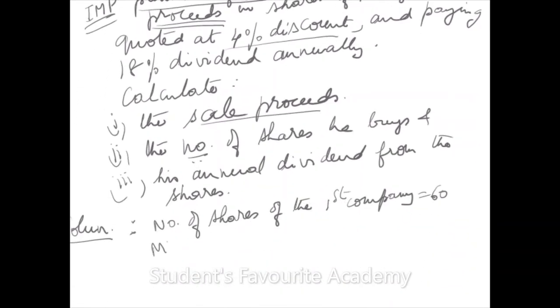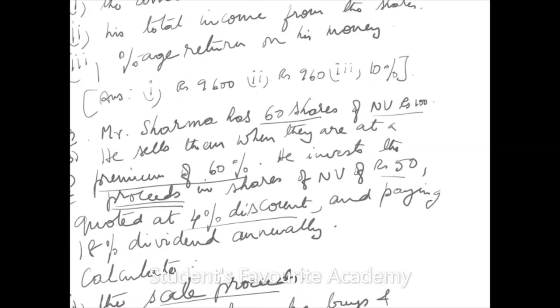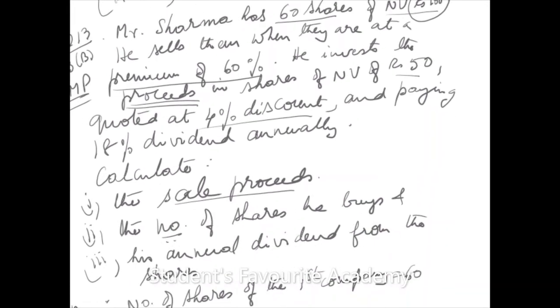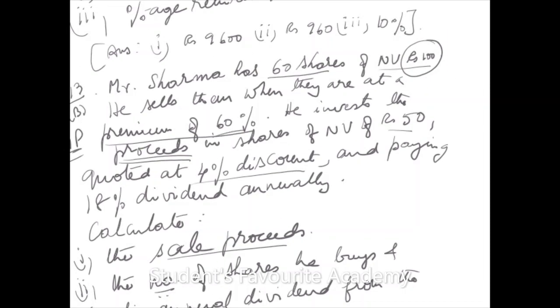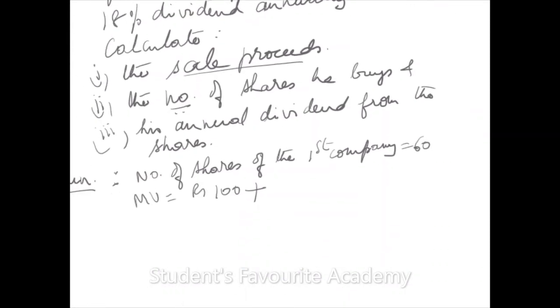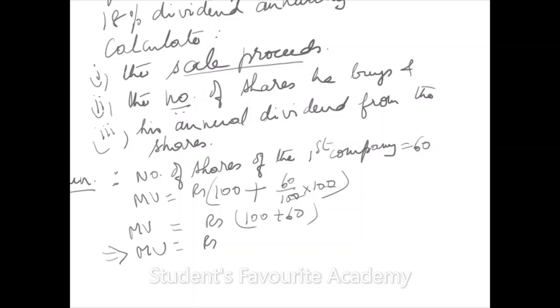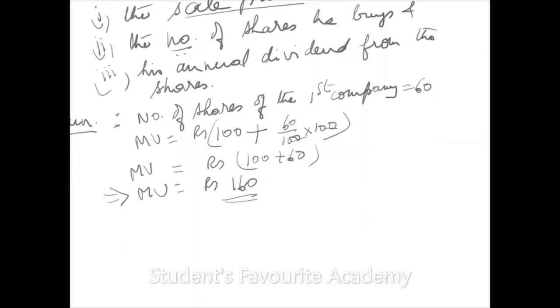So market value of those shares is nominal value. Nominal value is what? 100. So rupees 100 plus they are sold at a premium of 60%, right? So that means 60% of 100. I know it is very clear to you, 60% of 100 is 60 only, but you have to show the step. So market value is equal to rupees 100 plus 60 implies market value is equal to rupees 160. Okay, for showing this you will be given 1 mark, method marks.